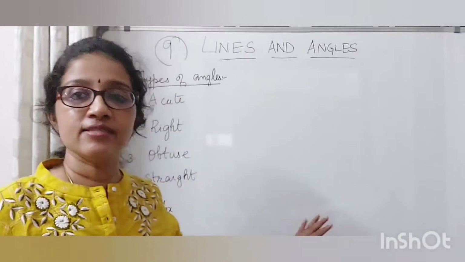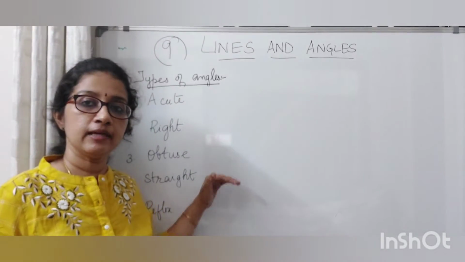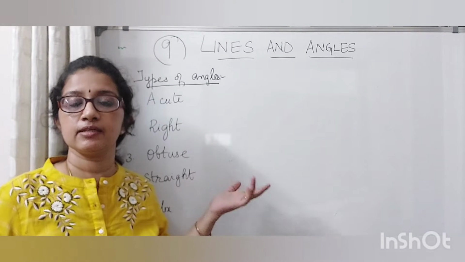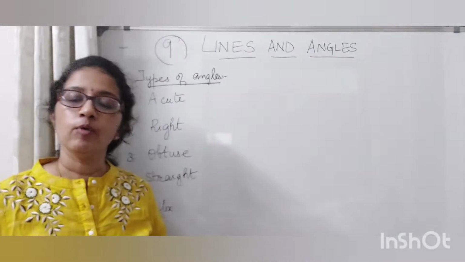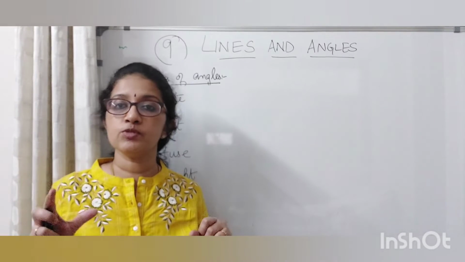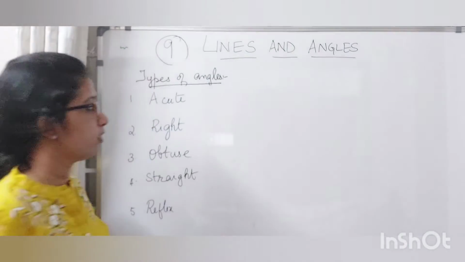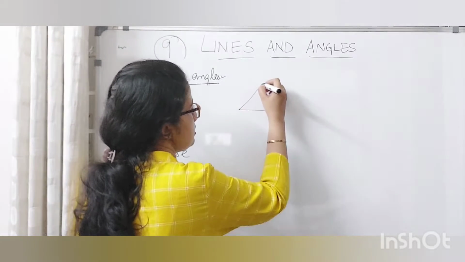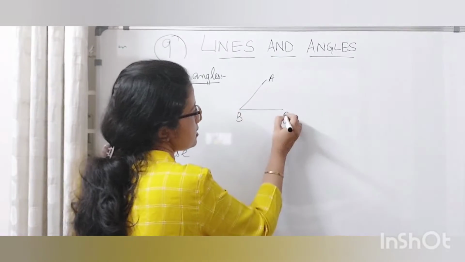Let's now see the different kinds of angles. Some angles we have already seen and we are very well aware of them, so just take this as a revision. The first angle is the acute angle. What is an acute angle? When an angle lies between 0 and 90 degrees, we call it an acute angle, right? For example, this is an acute angle. Let this be A, let this be B and C.